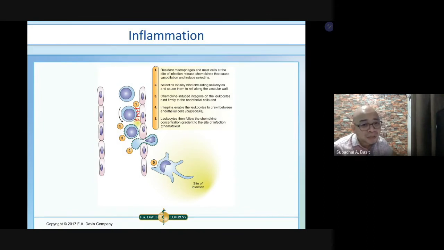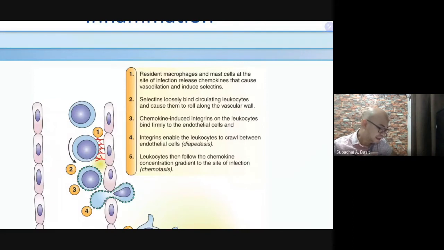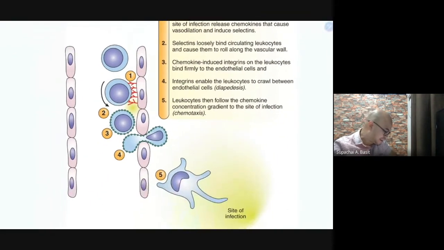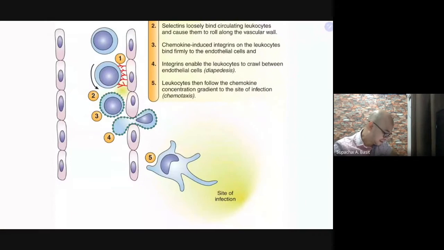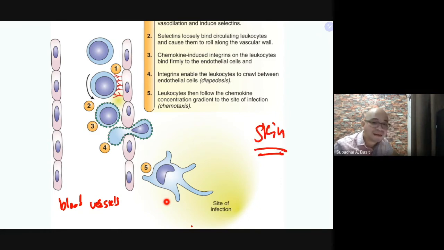So how does it happen? Inflammation. Okay. Let's say that this is the intact skin, and within the intact skin, we have blood vessels. So these are the blood vessels, and this is the skin. Okay? So our blood vessels are made up of epithelial cells. We call them the endothelial cells.